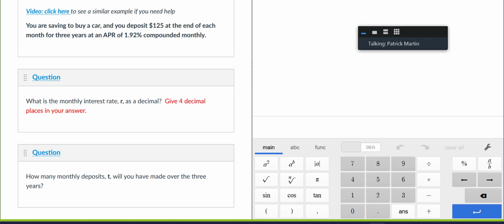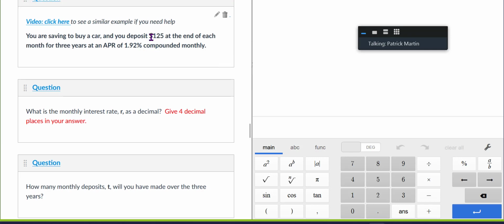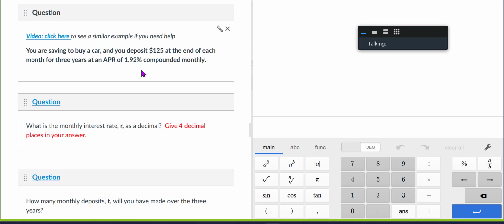Okay, in this video we are saving to buy a car, and we're depositing this amount of money at the end of each month for 3 years into a savings account, right? And this is an annual percentage rate, 1.92%. So it is compounded monthly. But that doesn't mean they give you the 1.92% of whatever you have in there every month. It means that they take this number, divide it by 12, and give you that interest rate.